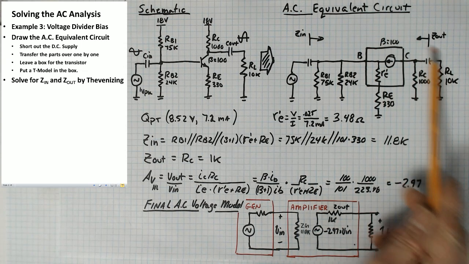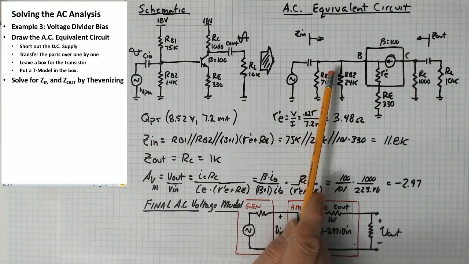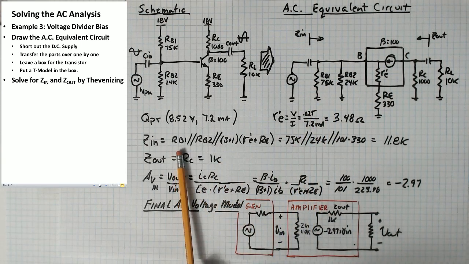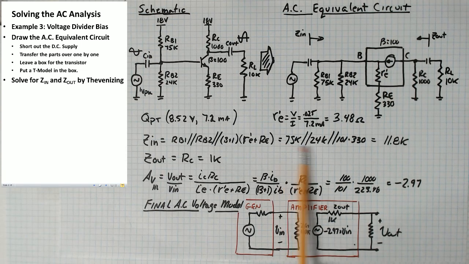Once we've got all the values down on the AC equivalent circuit, we can use that to find Z in and Z out by Thevenizing. So Z in, if I look into this circuit, I have 2 resistors here and they're in parallel. So it's RB1 parallel to RB2 parallel to this third branch, which is multiplied by beta plus 1 to bring it over to the base side. Put the numbers in, comes out to 11.8 K.